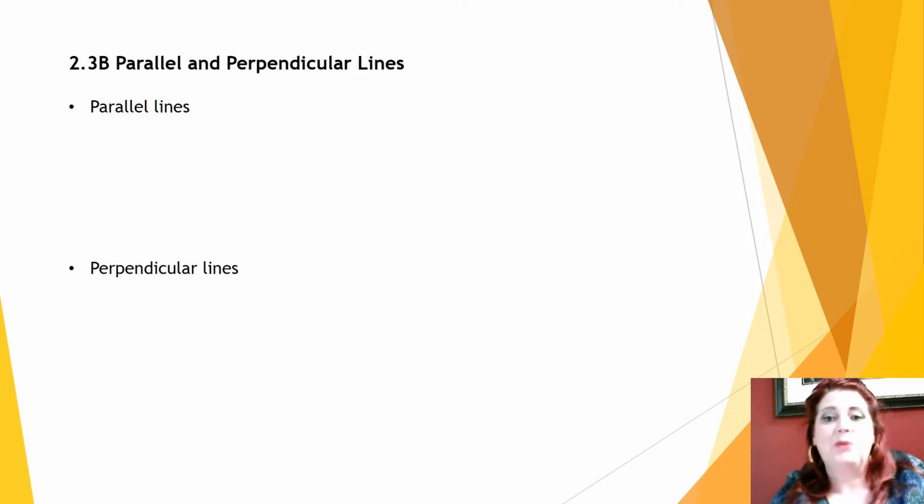Hello class, we're towards the end of this unit. We're going to look at parallel and perpendicular lines today. So let's first look at parallel lines. When we have two lines that are parallel, these two lines are going to have the same slope.